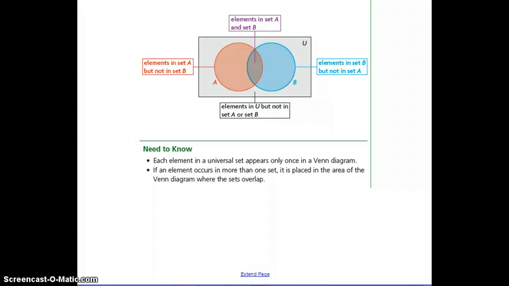So here's a little bit of things that you need to know. Remember that an element is the number that belongs to that set. So here we have a Venn diagram. The blue one is elements that are in set B, but not in set A. The overlap are the parts that are in both. The orange, just the orange, is the ones that are in set A but not set B. And the whole outside gray part is neither in set A nor set B.